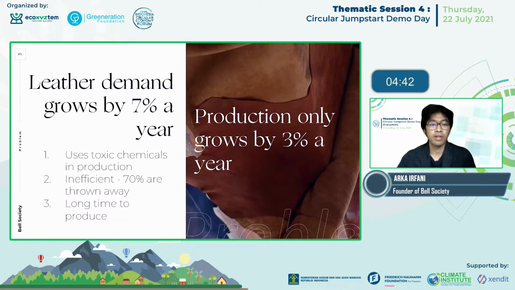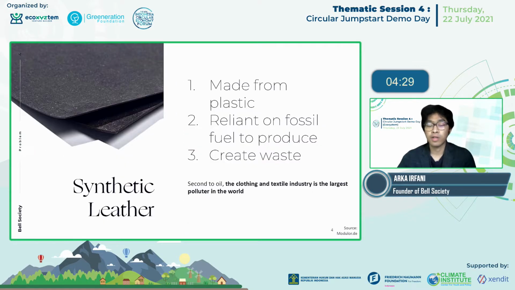If we want to increase our production, we have to face these three problems: the leather industry uses toxic chemicals in production, is highly inefficient, and takes a long time to produce. Our current solution is synthetic leather, which is made from plastic, relies on fossil fuel to produce, and also creates waste. It cannot be degraded.